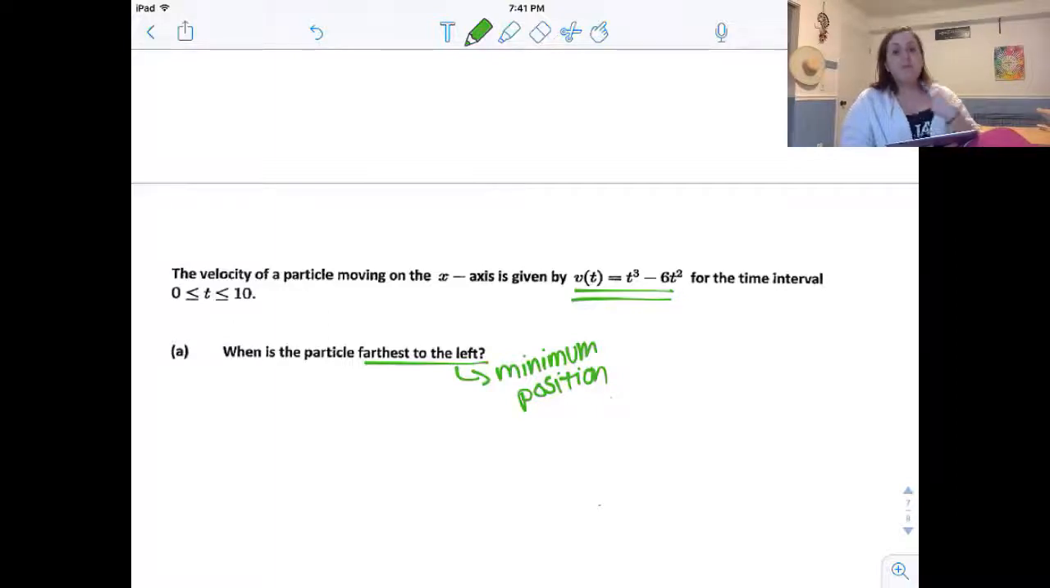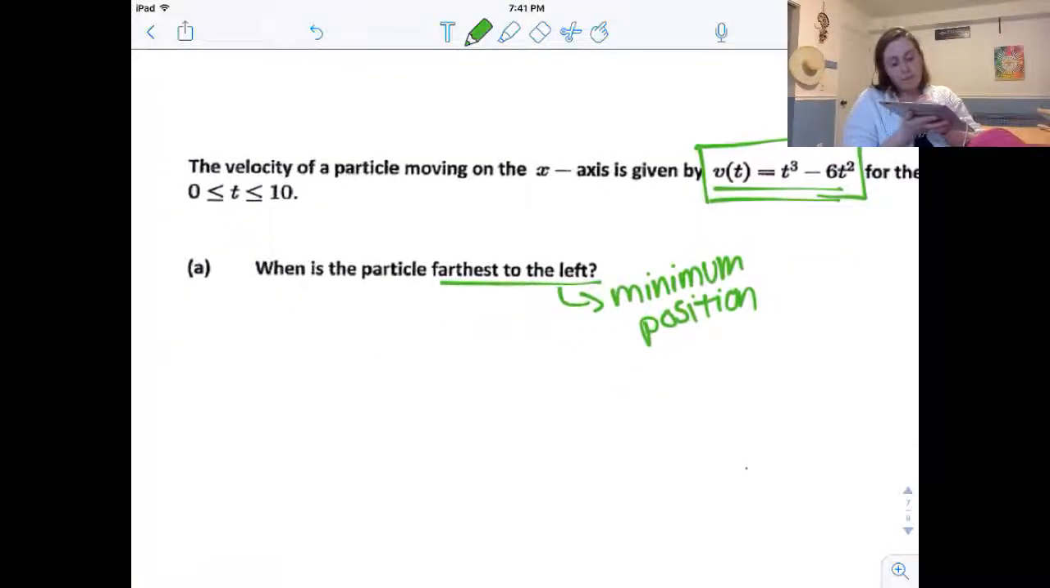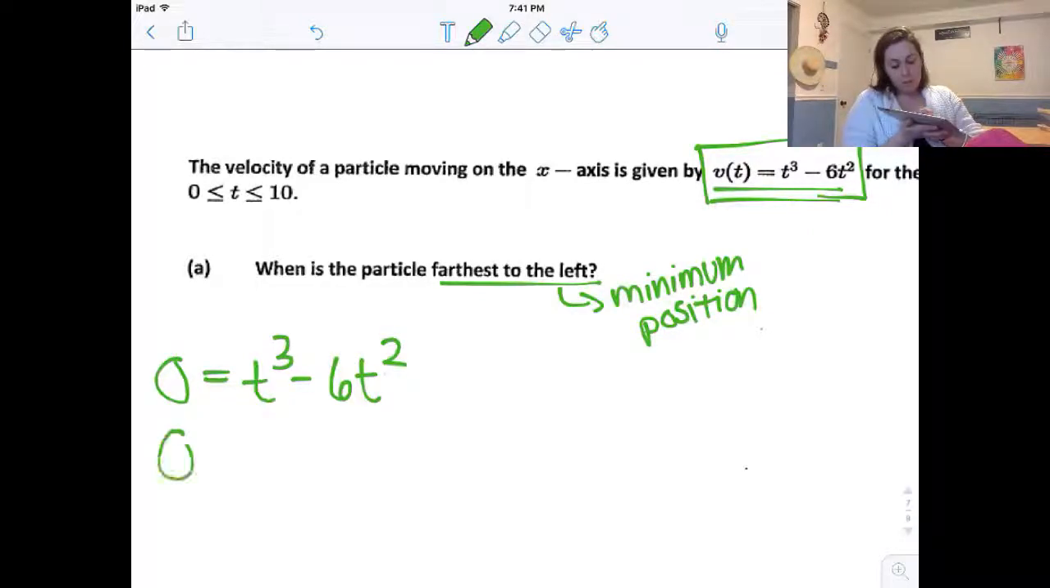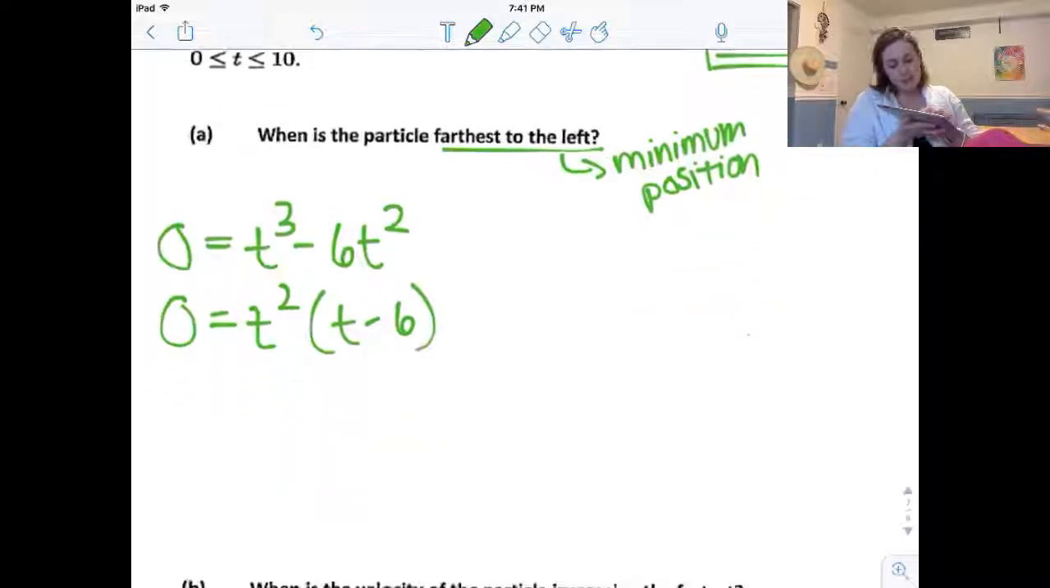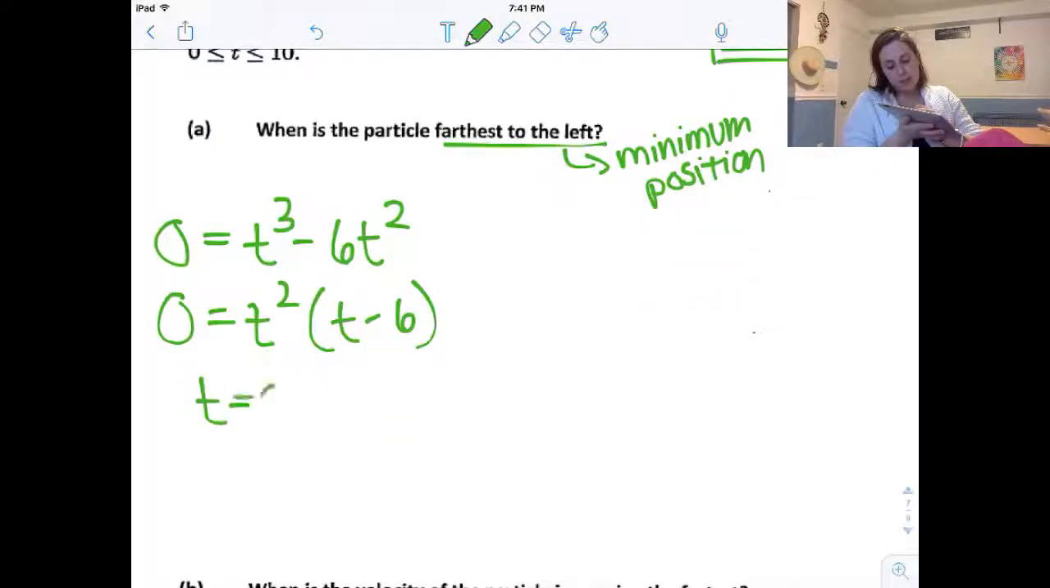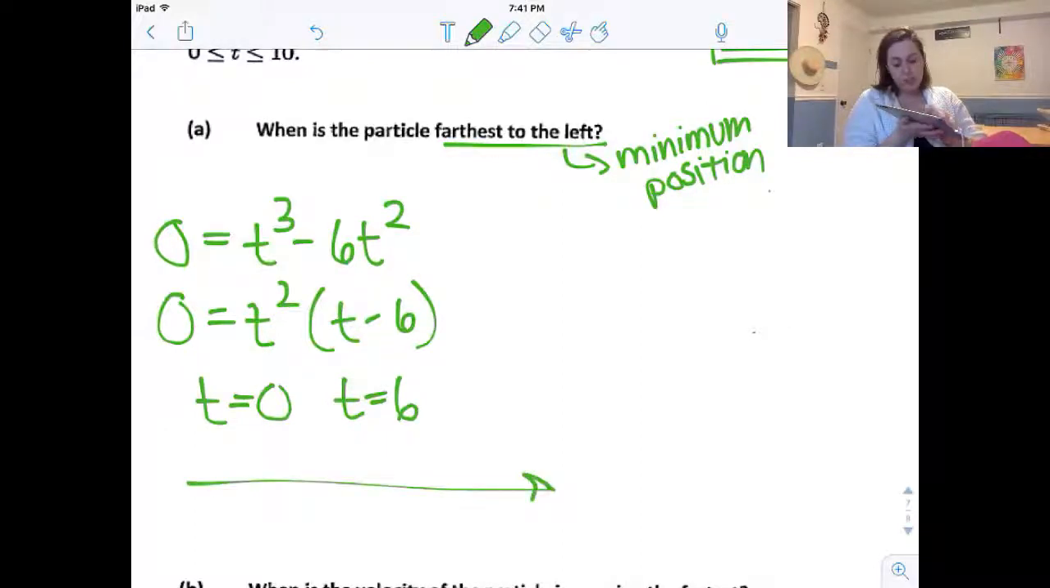So first of all, let's look at when it changes directions. This is my velocity function, so I'm going to set that equal to 0. So t cubed minus 6t squared. I'm going to factor out t squared, t minus 6. So my zeros are at t equals 0 and t equals 6. Thinking about this sign chart, I would have a 0 at 0, that's the end of my interval anyway, a 0 at 6, and then my interval stops at 10.